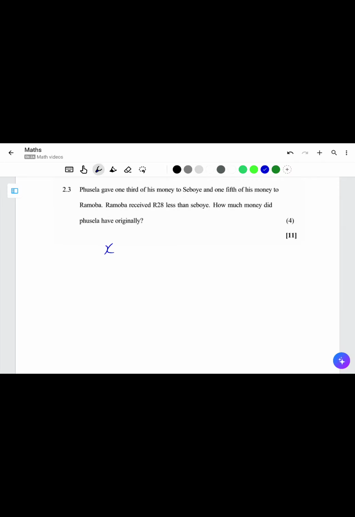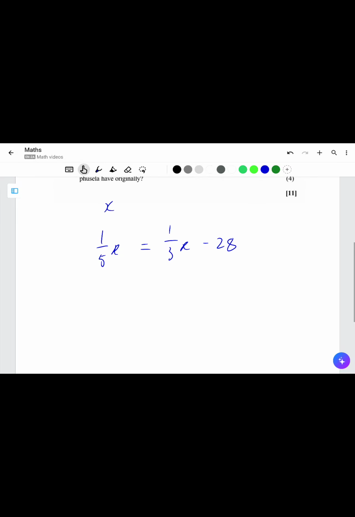So we're going to basically say that he gave the 1/5, okay? And we're going to say 1/5 of his original amount is going to equal 1/3 of his original amount minus 28, because it did say Ramobe received 28 Rand less than Seboye, okay? So Seboye got 1/3, and Ramobe has 28 less than Seboye, okay? So now we're looking at this equation over here, okay?